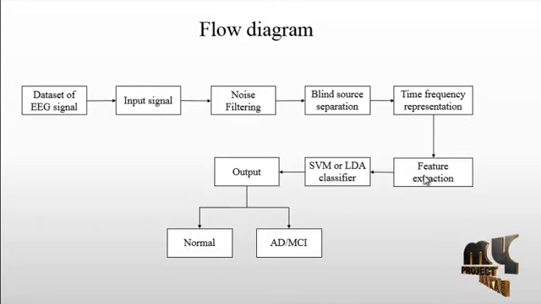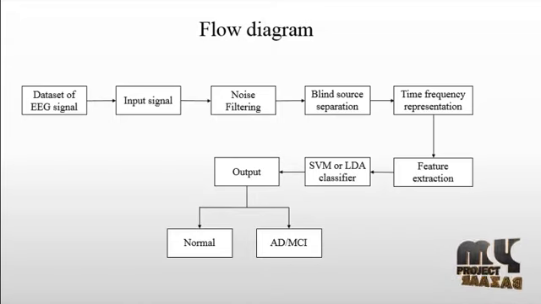Finally, we calculate the feature extraction. In the feature extraction process, we extract the features by using the mean, standard deviation, and entropy value of the signal, and then classification. In the classification process, we implement the SVM classifier, that is a support vector machine, to identify the signal as normal or abnormal. So it will identify disease or non-disease.